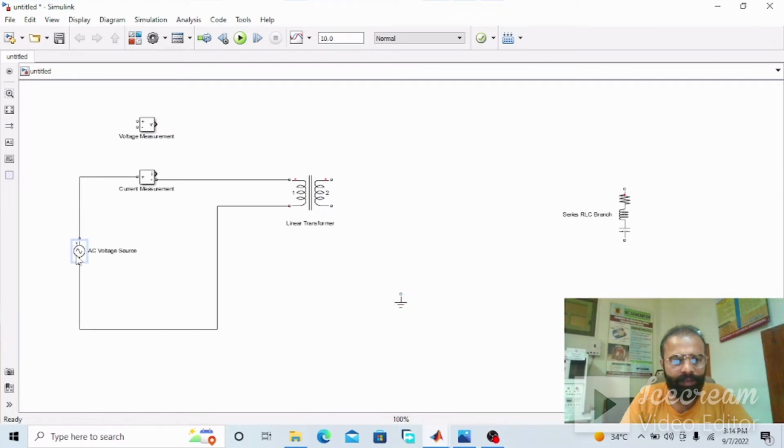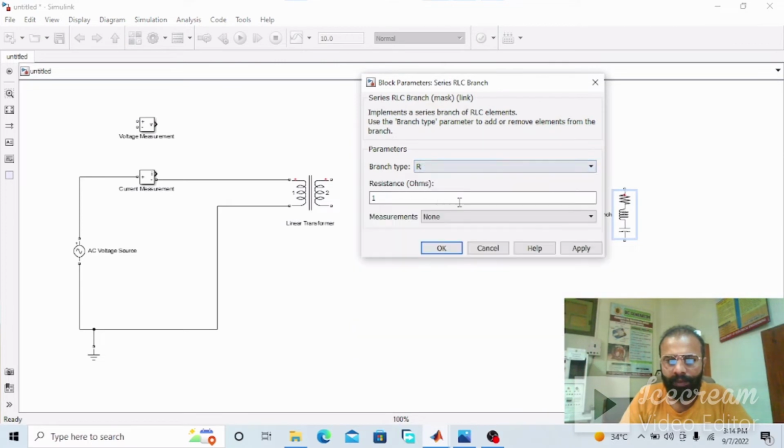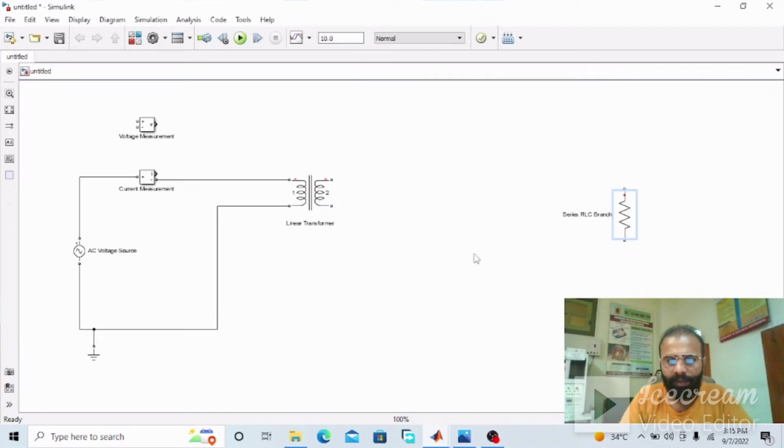So now this AC voltage source is connected with the primary winding of the transformer. Connect the ground. Okay. Double click on this, will branch type. So we are choosing the resistive load. This is the pure resistive load which is connected with the transformer secondary winding as a load.